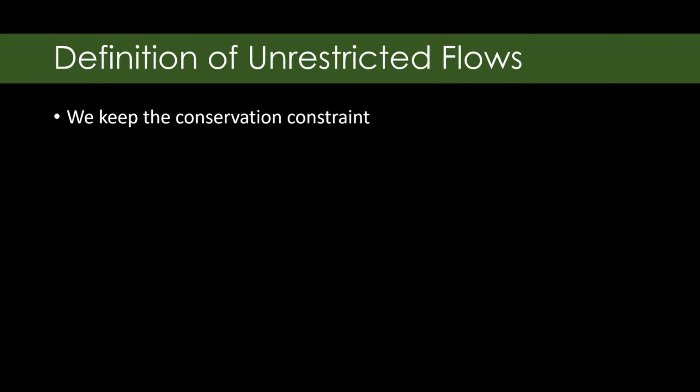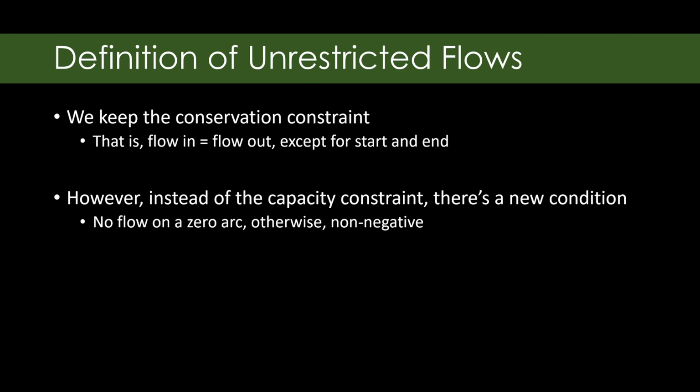So we want to keep the conservation constraint. And why is that? Well, the conservation constraint is that for everything except for the start and end, or the source and sink, we have the same amount of flow going into a node as out. And this makes sense because we don't want flow to magically appear or magically disappear or leak, as I called it. But we have a different kind of constraint instead of the capacity one. Instead, we have no flow on a zero arc. Otherwise, if the arc isn't zero, it can be any non-negative number.